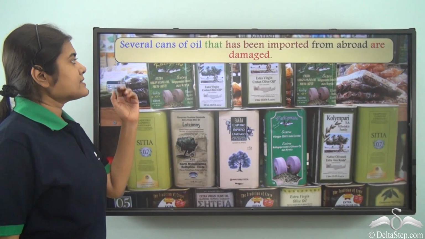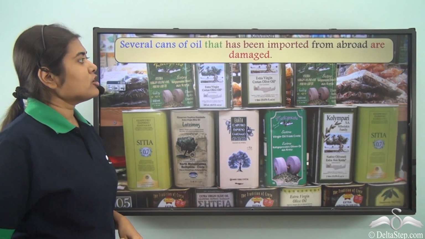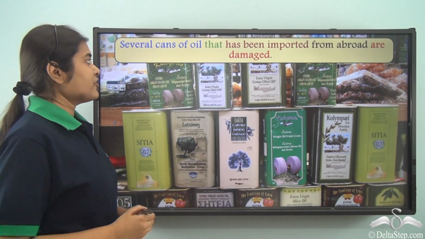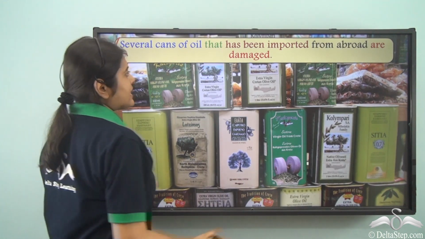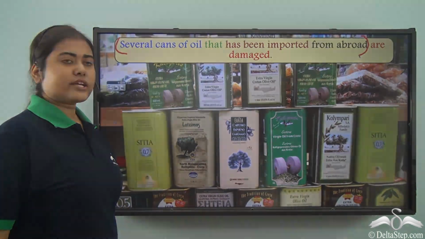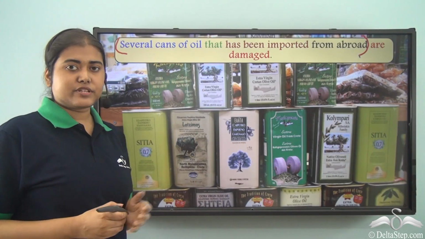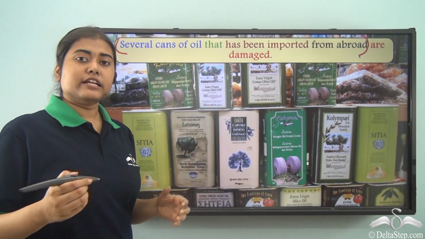Now let us look at this example. Several cans of oil that has been imported from abroad are damaged. Now in this sentence, what is the subject? Several cans of oil that has been imported from abroad. This entire part is our subject. Now within this subject we see there is another part having the subject and the verb included within.